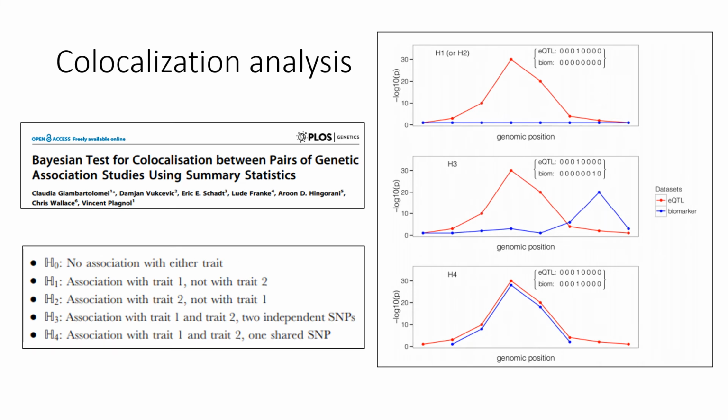Co-localization analysis is a way to compare 2 QTL datasets. In this study, the authors developed a Bayesian test to compare the summary statistics for 2 QTL signals to see if the 2 traits share a common set of regulatory variants. If the 2 traits are associated with the same regulatory variants, the posterior probability for hypothesis 4 would be close to 1.